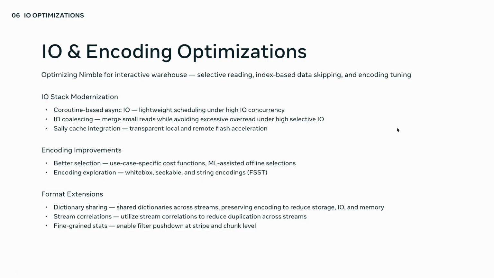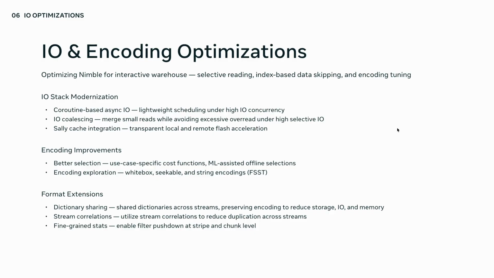The other is that we will continue looking into wider encoding coverage. For example, for current string types, we only support generic string compression. So we are looking to explore some encoding like FST, to find a good balance between encoding efficiency and decoding speed. The last is the file format extension.